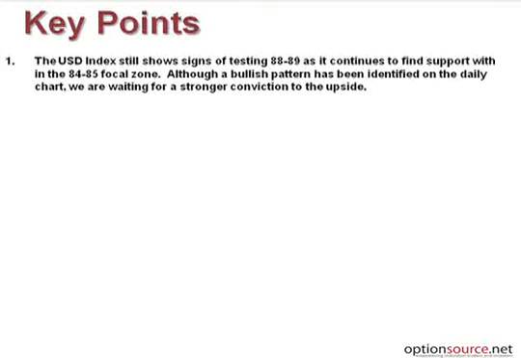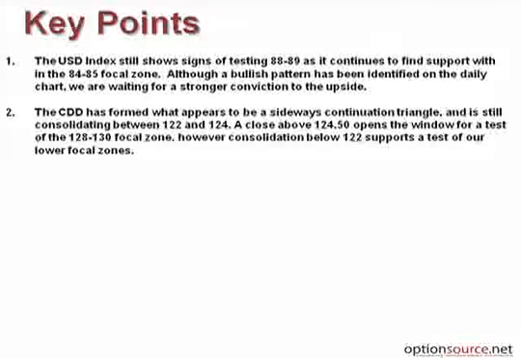Okay, let's take a look at a few of the key points. First of all, the U.S. dollar index still shows signs of testing that 88-89 focal zone as it continues to find support within that 84-85 range. Although a bullish pattern has been identified on the daily chart, we are waiting for a stronger conviction to the upside. The CDD, the U.S. versus the Canadian dollar, has formed what appears to be a sideways continuation triangle and is still consolidating between 122 and 124. A close above 124.5 opens a window for a test of that 128 to 130 focal zone. However, consolidation below 122 is going to support a test of our lower focal zones.